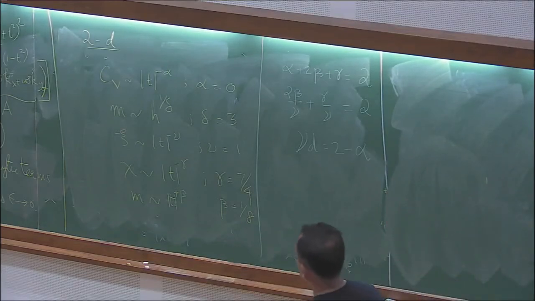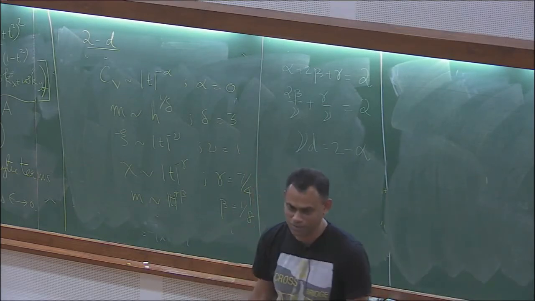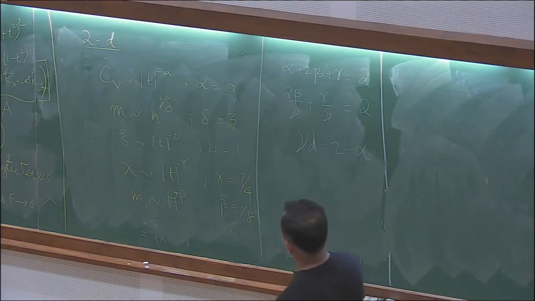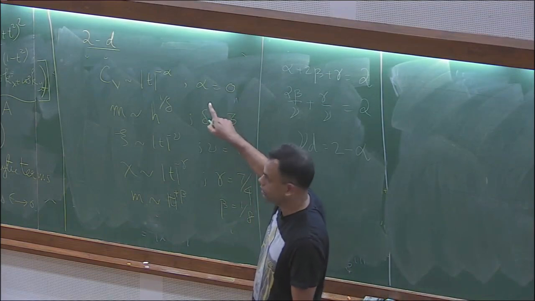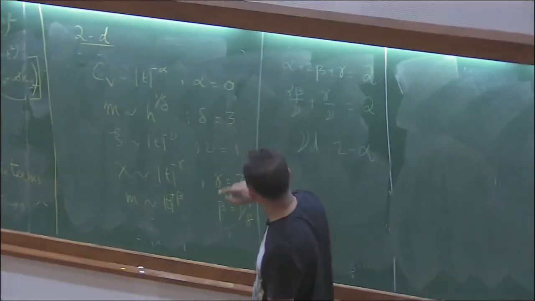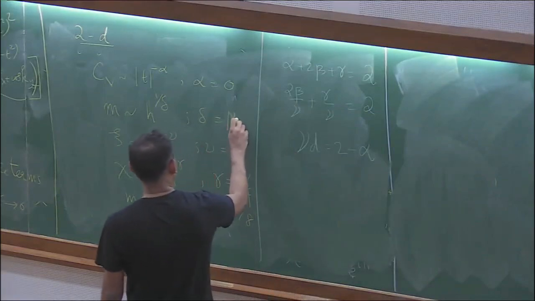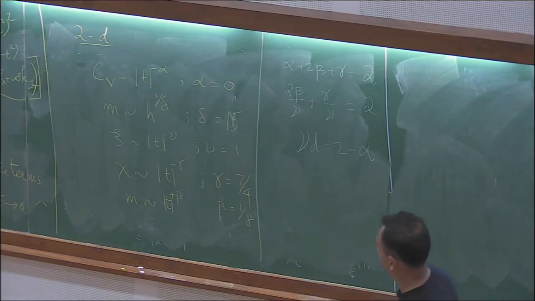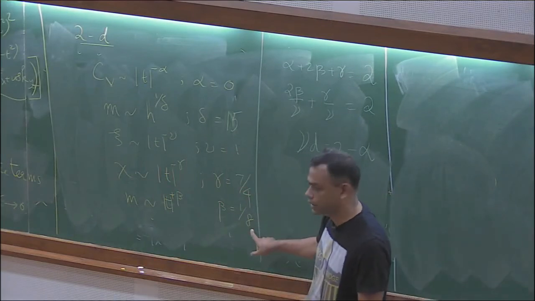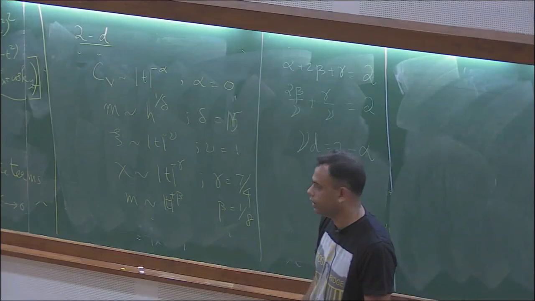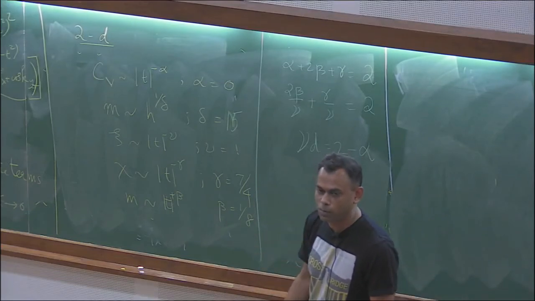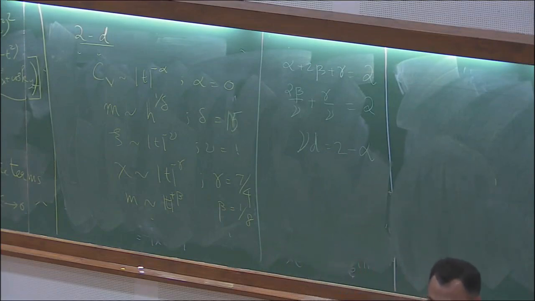So these numbers one should know sort of. If somebody suddenly asks you, and the mean field answer, what's the mean field answer for CV? Delta? Oh, delta was not 3, delta was 15. Delta equal to 3 is the mean field answer. What is beta in the mean field? Gamma? If I know beta, I should know gamma too. Gamma is 1. What is nu?